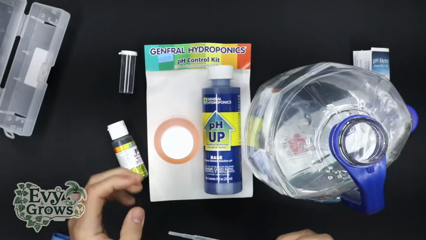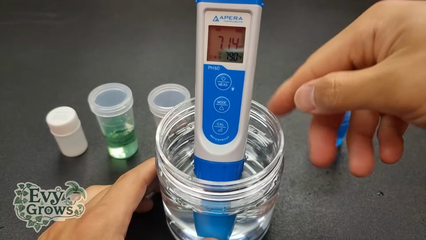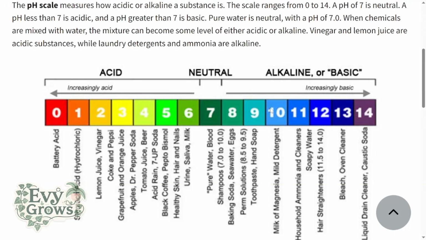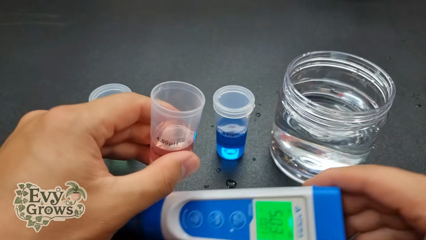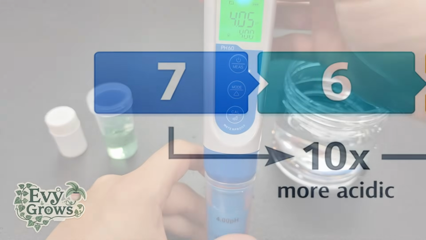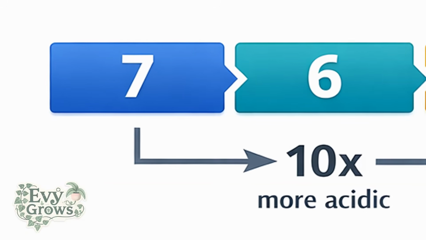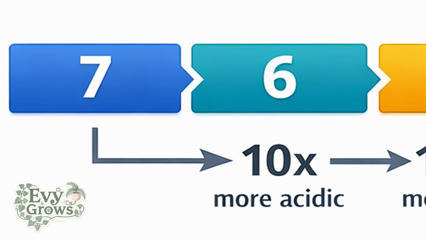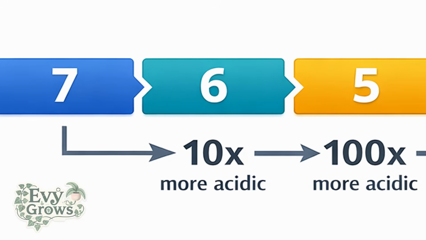Now, pH is where things get confusing. Instead of measuring nutrients, pH measures how acidic or basic something is. This measurement is anywhere between 0 and 14, and unlike EC and ppm, this doesn't change linearly, but logarithmically. This means that for every whole number that the pH changes, there's a 10 times difference. Moving from a pH of 7 to 6 means that the solution is 10 times more acidic, whereas a pH from 7 to 5 is 100 times more acidic.